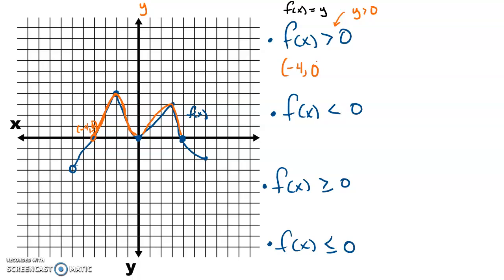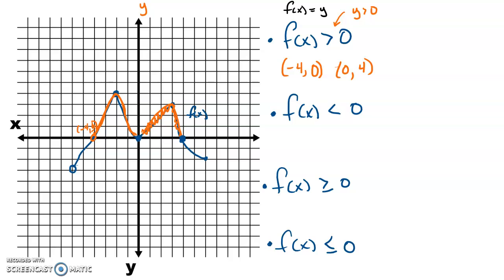Now that x value is 0 as well. Again, we don't want to include it because the y value is 0 there. And then it's above again from here all the way to here. So then again, from 0 to 1, 2, 3, 4. So it is above the x-axis from -4 to 0 and from 0 to 4.